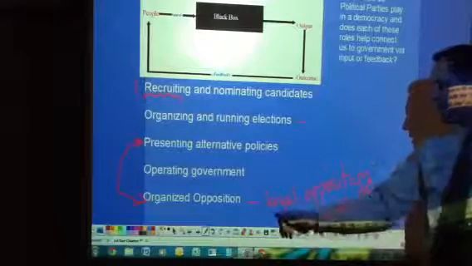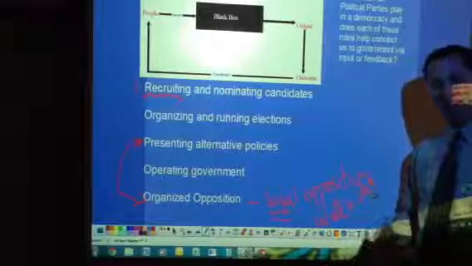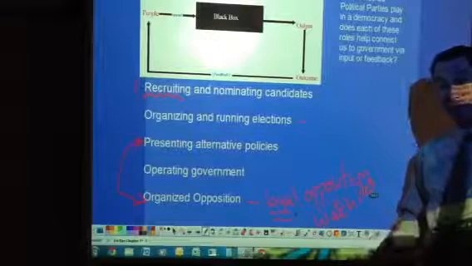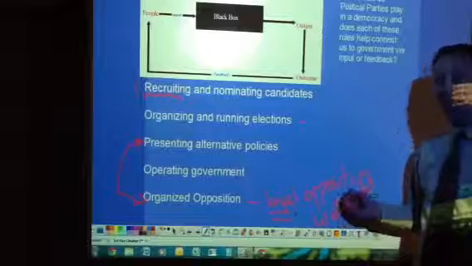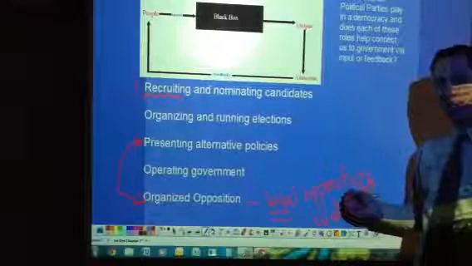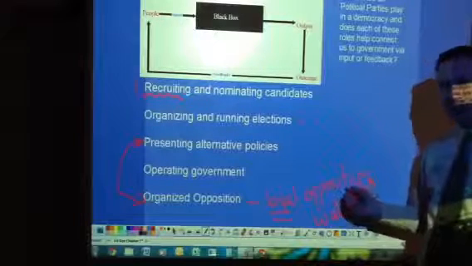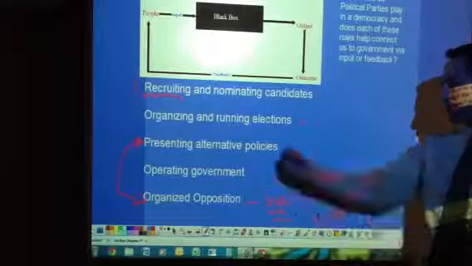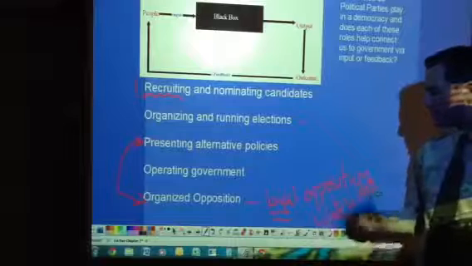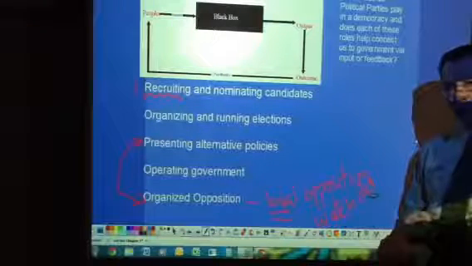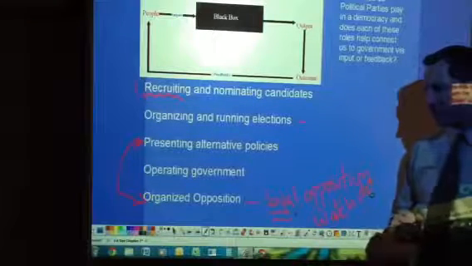Meaning that when I lose the election, I don't get out guns and shoot. I'm still loyal to the Constitution. I'm still loyal to the country. However, that doesn't mean I'm following the policies of these people who won the election. My job is to be in opposition always, to stand for the other side, to present alternative policies. So, presenting alternative policies and acting as a watchdog, the loyal opposition.